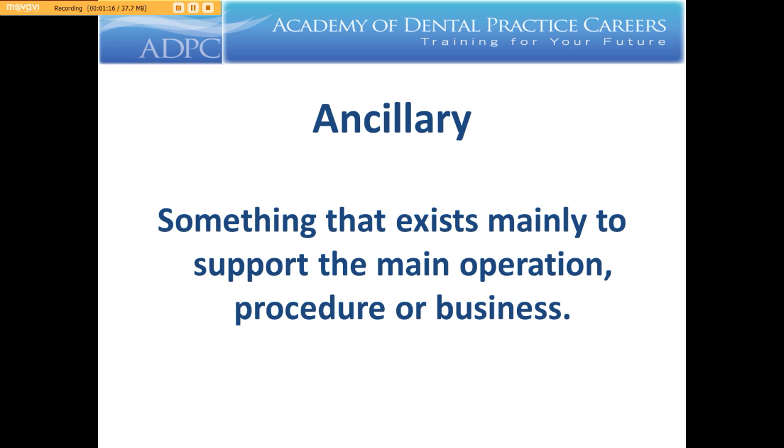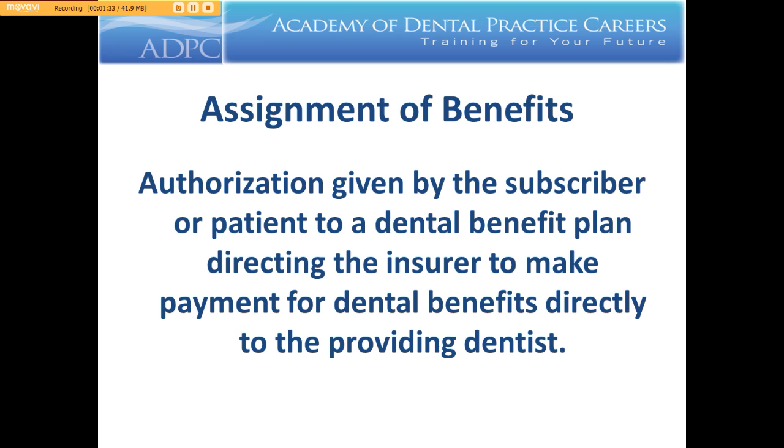The next term is ancillary. Ancillary is something that exists mainly to support the main operation, procedure, or business, and that is answered in box 37 through 47 of your universal claim form. Assignment of benefits is the authorization given by the subscriber or a patient to a dental benefit plan, directing the insurance company to make payment directly to the provider of services. And normally we use box 37 on the universal claim form and we put signature on file. We can also use SOF, the acronym for signature on file, in that box.